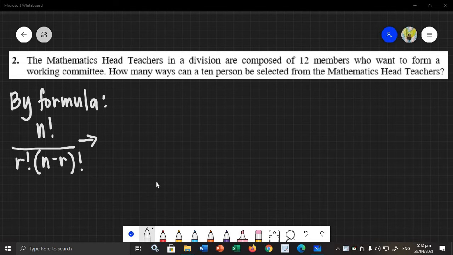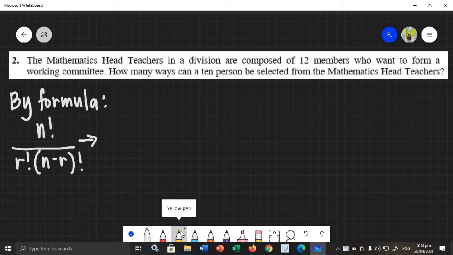Next example, we have a word problem. The mathematics head teachers in a division are composed of 12 members who want to form a working committee. So, how many ways can a 10-person committee be selected from the mathematics head teachers? First, let's identify the value of N and R. And N is always greater than R. So, obviously, 12 is the value of your N. And 10-person is the value of your R.